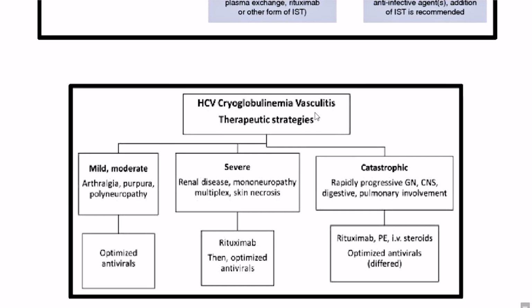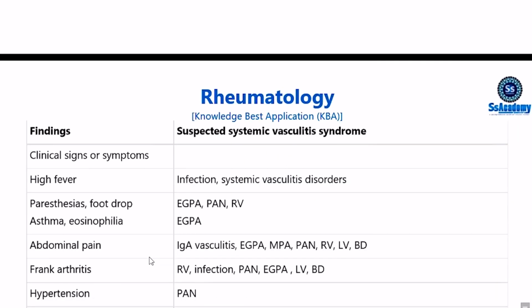HCV cryoglobulinemic vasculitis therapeutic strategies: mild, moderate, and severe catastrophic. So mild to moderate, optimized antivirals. Severe renal disease, mononeuritis multiplex, and skin necrosis, especially the severe renal disease and skin necrosis: rituximab and then optimized antivirals. And catastrophic, like rapidly progressive glomerulonephritis and CNS or pulmonary involvement: rituximab and plasma exchange, along with optimized antivirals. So optimized antivirals is the main treatment in HCV cryoglobulinaemia, along with the immunosuppressive treatments.